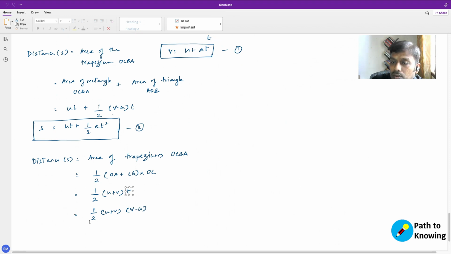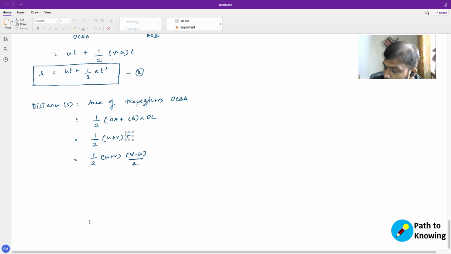right? So if I rearrange this a bit, if I bring this A to the left hand side, it becomes 2AS is equal to, you can rewrite this as V plus U times V minus U. And which means that you can simplify this as 2AS equals V square minus U square. So this is my third equation of motion.